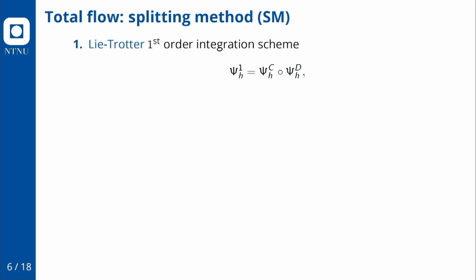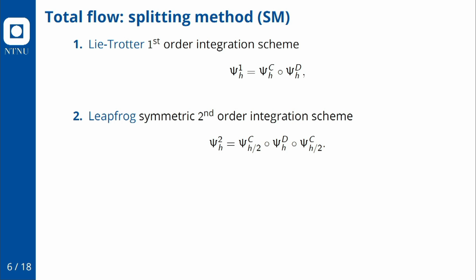We consider two of them. The first one is of first order, so we just do a step in time. H is the step size, a step in time with the dissipative flow, and then one with the conservative flow. Whereas I also consider the second order scheme, which is also symmetric. So we do half a step with one method, then a full step with the other one, and then again half a step with the first we've considered.